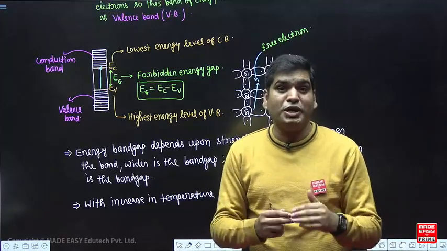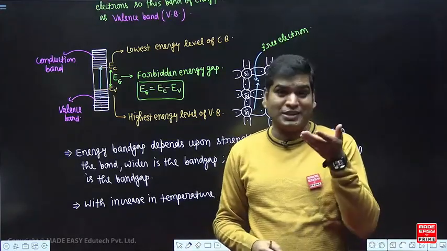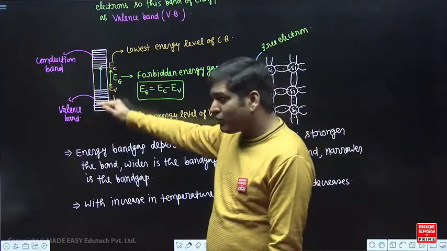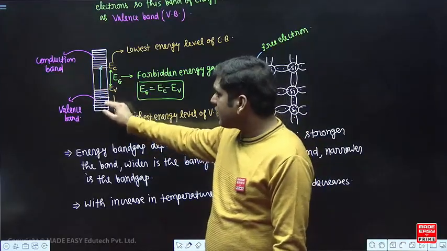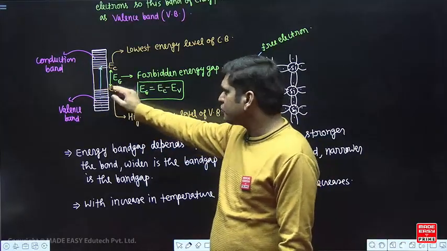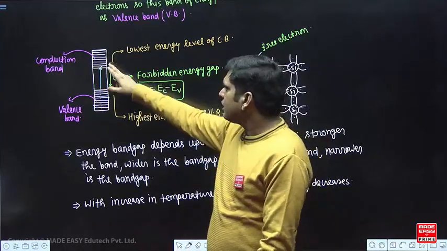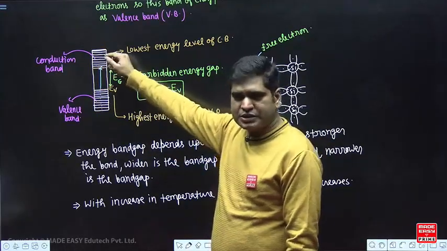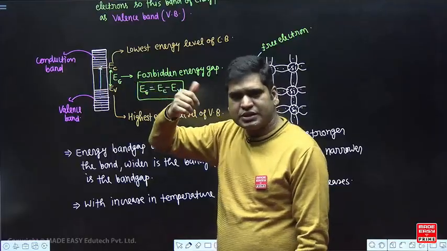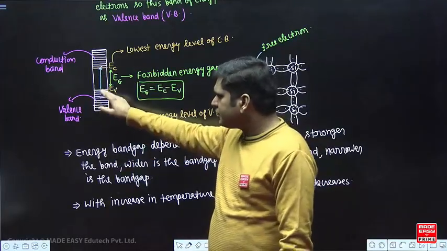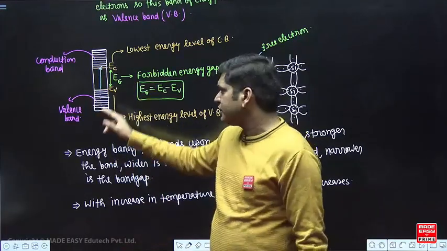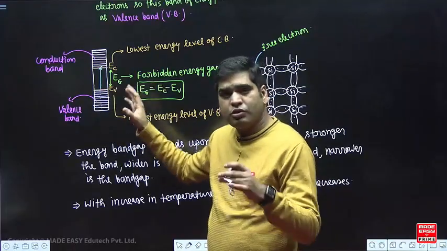Energy can be minimum only if all the electrons are occupying the lower energy states. Lower energy states are what? Valence band. So in the valence band there are 4n states. The topmost state of all those 4n we are calling EV. In the conduction band also there are 4n states, and the bottommost state we are calling EC. So for better stability, all the electrons must be in the lowermost states.